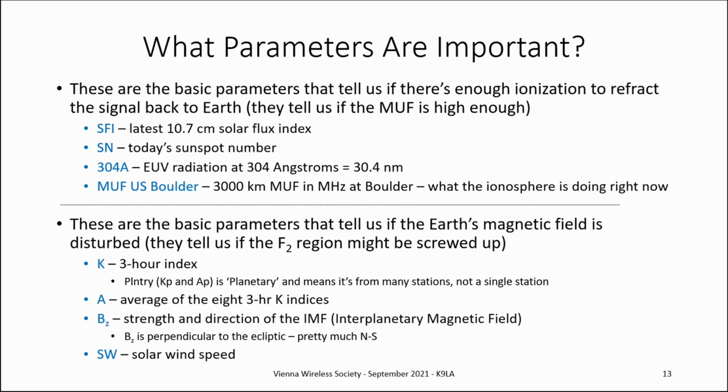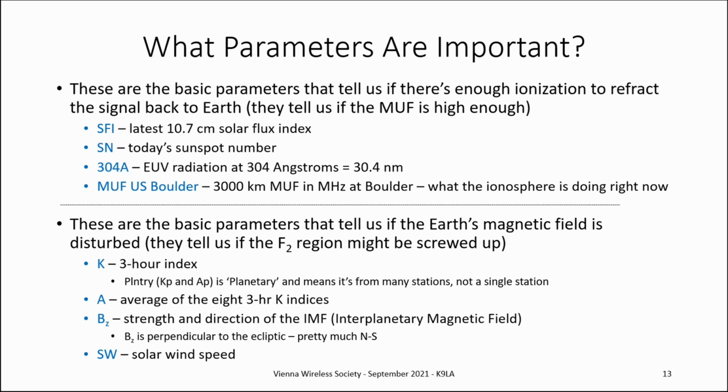A is the average of the 8 3-hour indices. So it's a daily index. It's more coarse than the K index, which is every 3 hours.